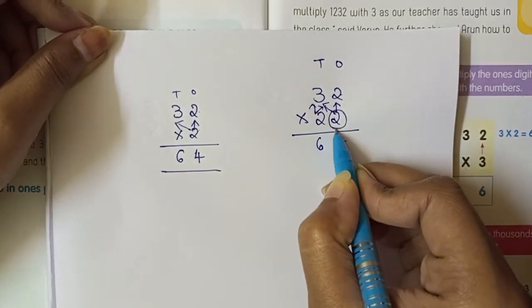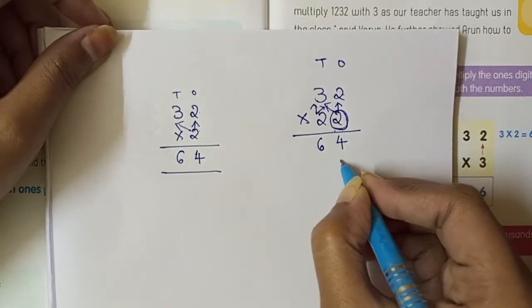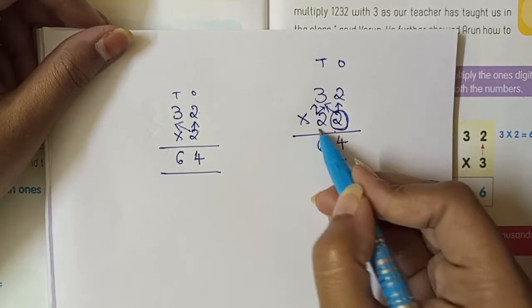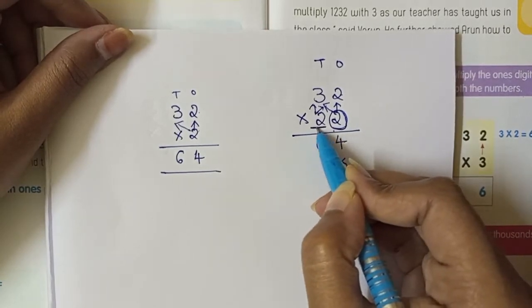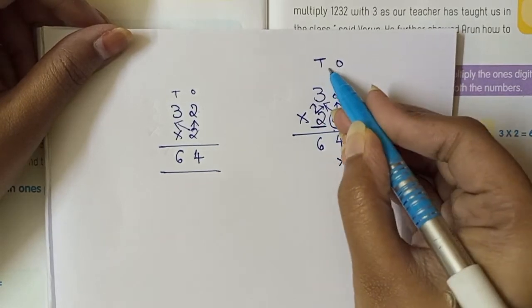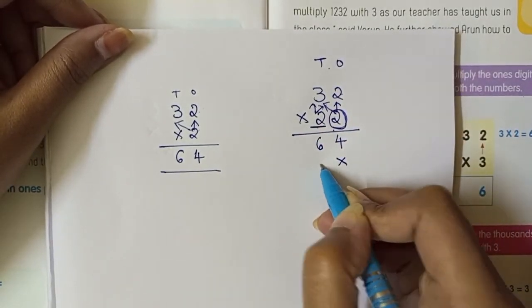This number is in which place? Ones place. So the ones place is completed, and we have to put a 1 into mark here. The number in this place is in the place of tens. So we have to start from the tens place.